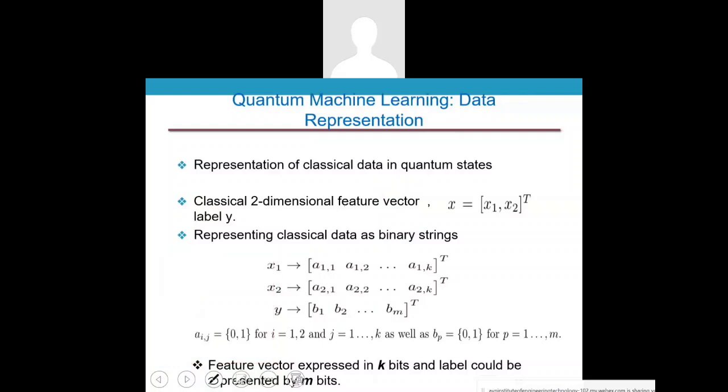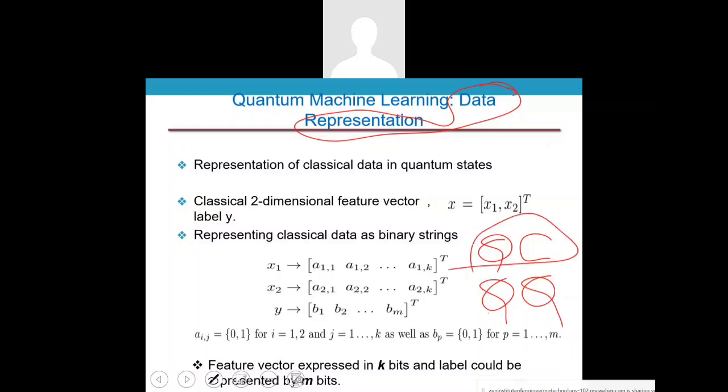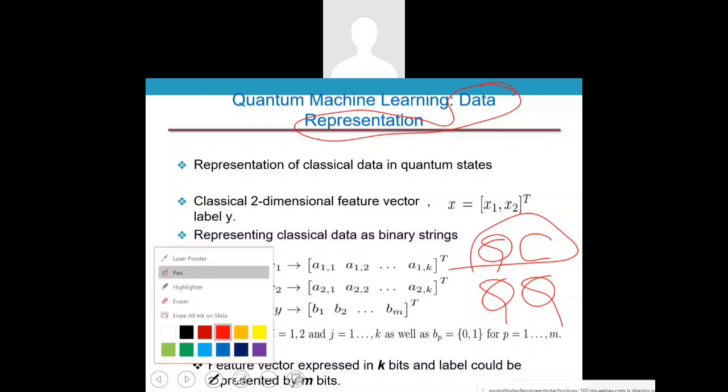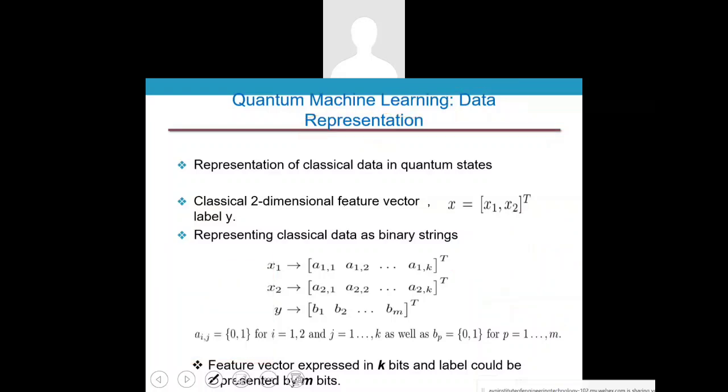Now let us focus on data representation, because I want to supply quantum data to the classical algorithm, or quantum data to the quantum machines, classical data to classical algorithms, and quantum to quantum. In the first case, where quantum data is applied, you need to represent the data. A simple example: representation of classical data in quantum states. Take a classical two-dimensional feature vector, x is the feature.